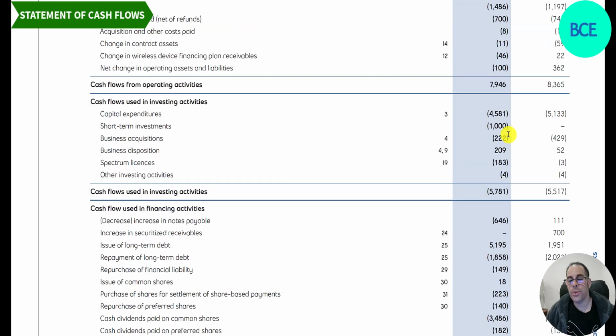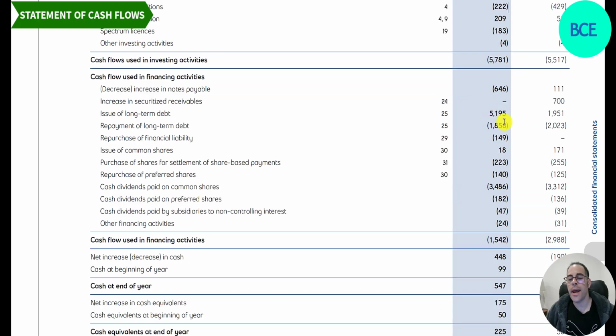They spent $222 million in business acquisitions, last year $429 million. In their financing section, they added $5.2 billion of long-term debt. They paid down $1.9 billion of long-term debt. Last year, they paid down more debt than they issued.